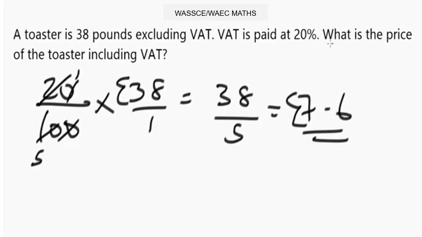Now to get the price of the toaster, including VAT, we are doing a percentage increase. The money increases because we're adding the VAT. Here, VAT was excluded. This time around, we want to include the VAT. So the VAT money is 7.6 pounds, and to add it to this 38 pounds, it's going to give us 38 plus 7.6.